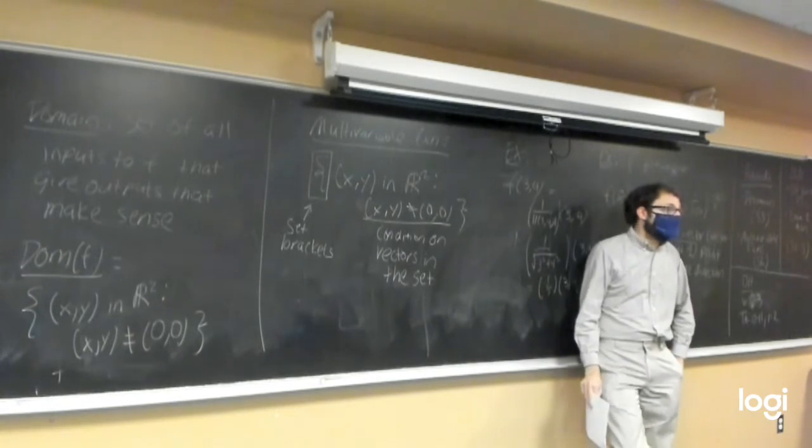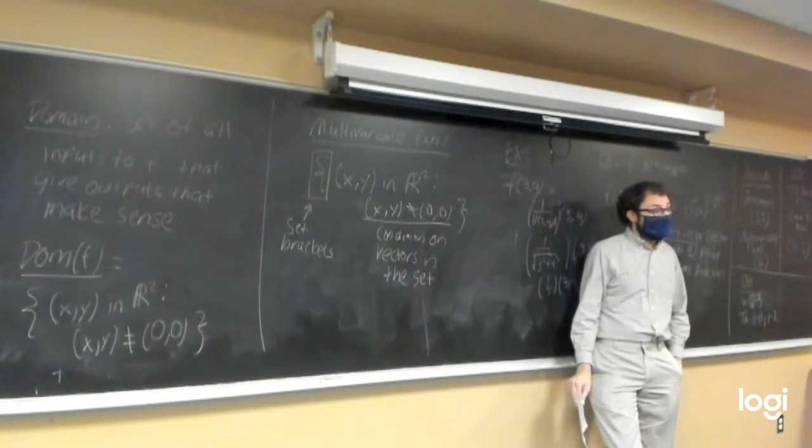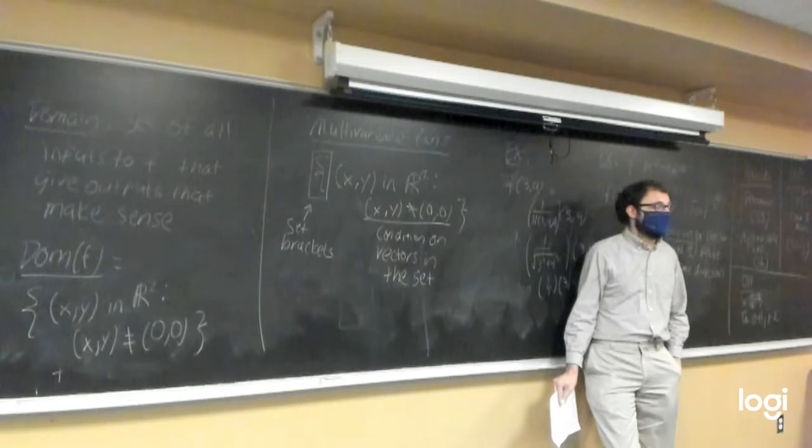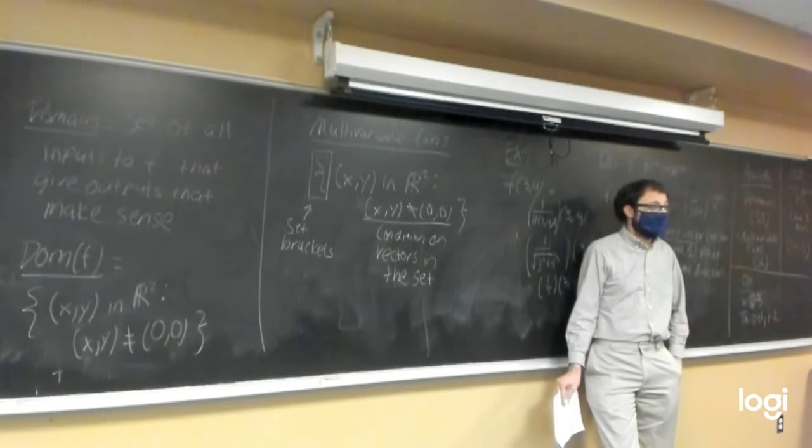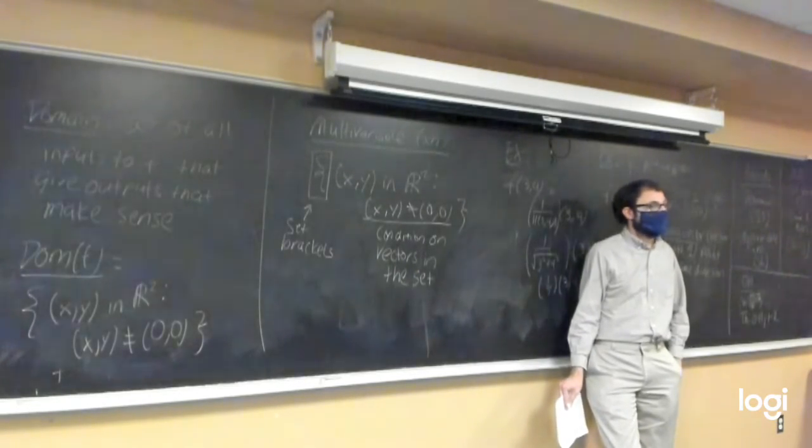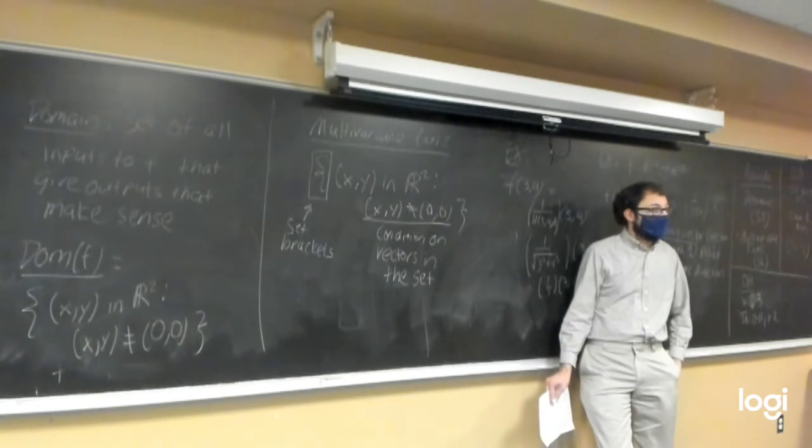So that's what the domain is. It's just what things can you plug into your function and get an output that makes sense. In this case, our inputs are just any vector in R2 other than the 0 vector. Any questions or comments so far?